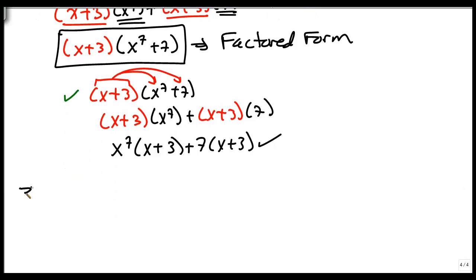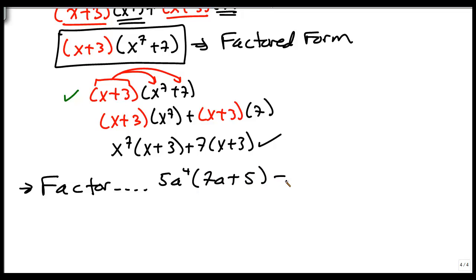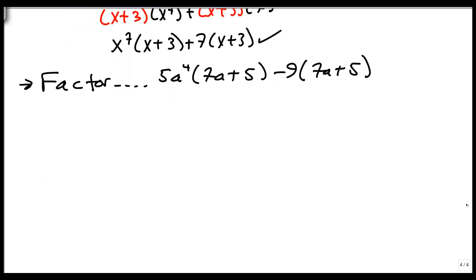Okay, let's go ahead and look at another example. Of course, factor. We're doing a lot of factoring today. We're left with 5a to the 4th times 7a plus 5 minus 9 times the quantity 7a plus 5. Okay, we have the same situation here.